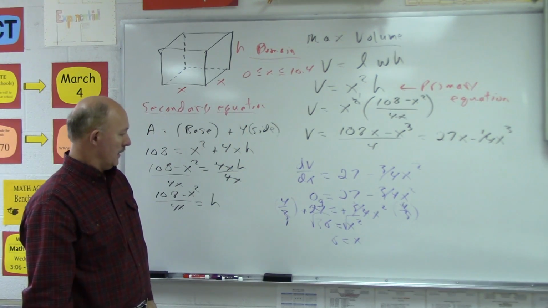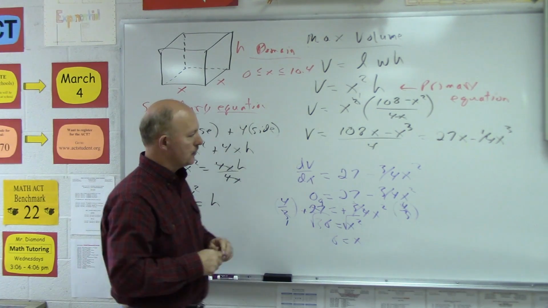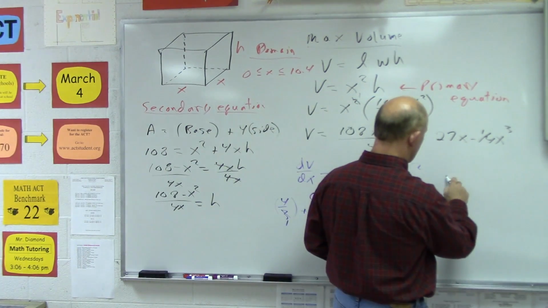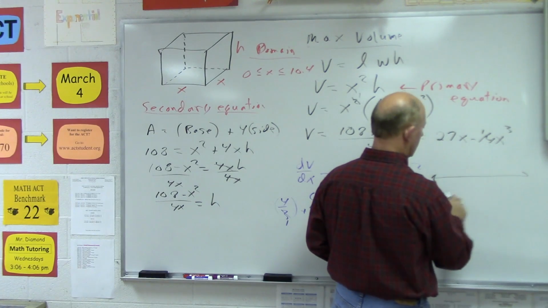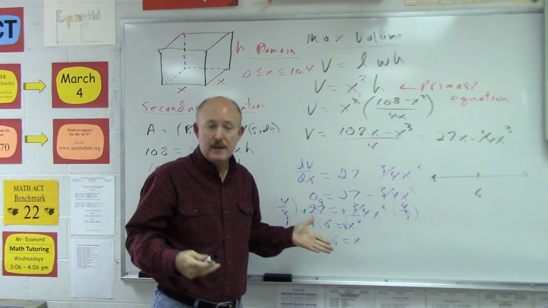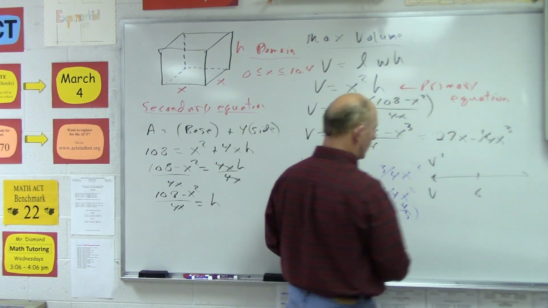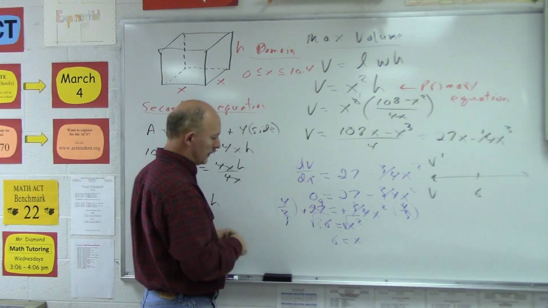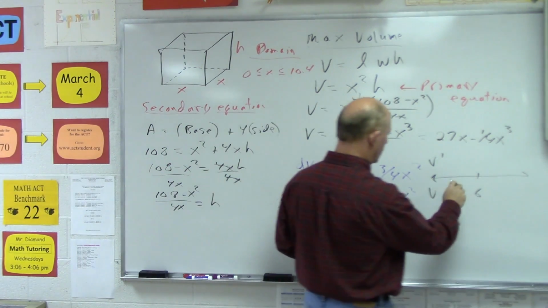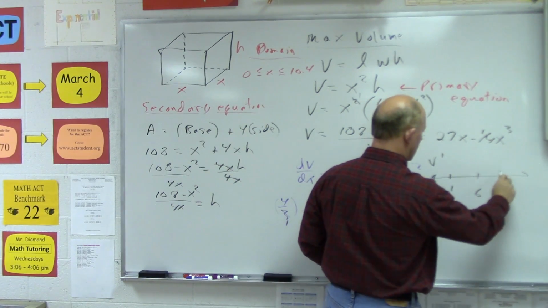So let's see, we got our critical number. So let's check this with the first derivative test. I'm going to put this on the number line. Put the 6 here, to make sure that in fact this is a maximum value, all right? So we're going to put V prime here, V here. We'll pick out a test value on each side. It has to be between 0 and 10, so we'll try 1, and then we'll try 7.